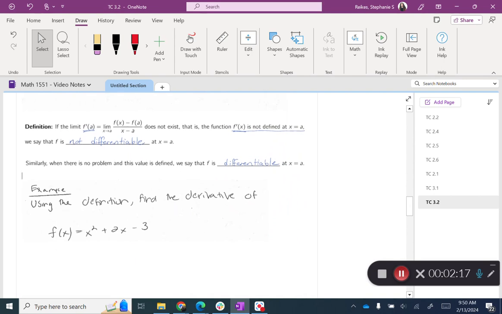Definition: if the limit f prime of a is equal to the limit as x approaches a of f of x minus f of a all over x minus a does not exist, that is, the function f prime of x is not defined at x equals a, we say that f is not differentiable at x equals a. Similarly, if there's no problems and this value is defined, we say that f is differentiable at x equals a.